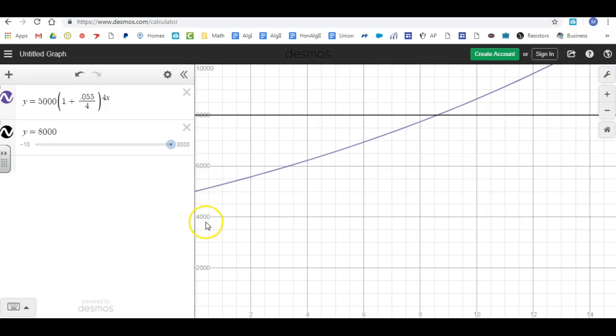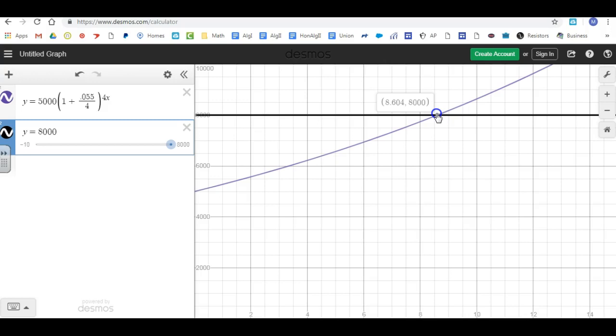So what I can see, again, if I had my y value starting at 0, you can see the y-intercept is going to be 5,000, representing the starting balance of this bank account. What we want to look at is this intersection of the two, the line and the curve. So I can see that at 8.604, and that's years, so at 8.6 years, the balance of the account will be 8,000.